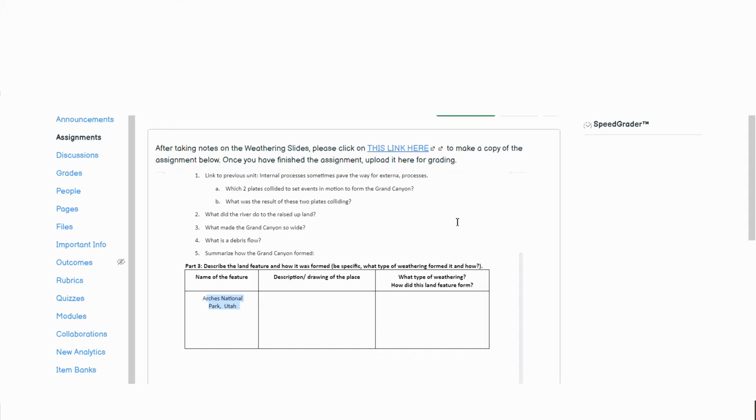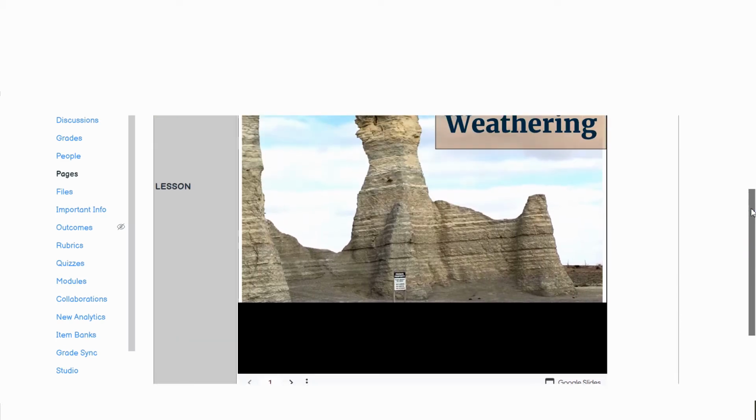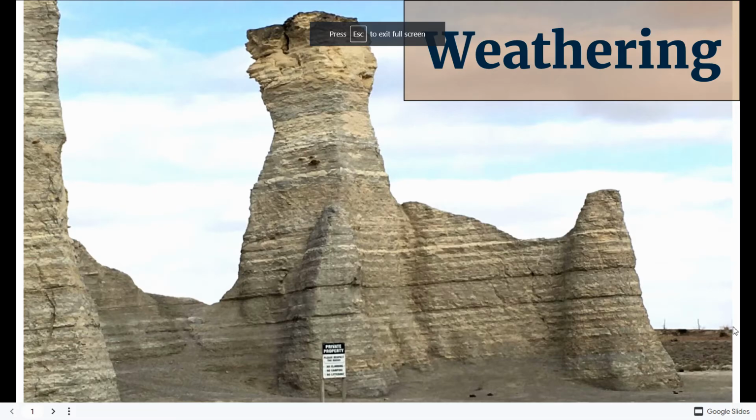All right, so if you're going to do notes on your own, you can go ahead and stop the video, take notes, and then work on your web quest. If you're going to join me for the notes, go ahead and get ready. We will go through those now. Okay, we are going to get into our weathering notes. So let's go ahead and get started.